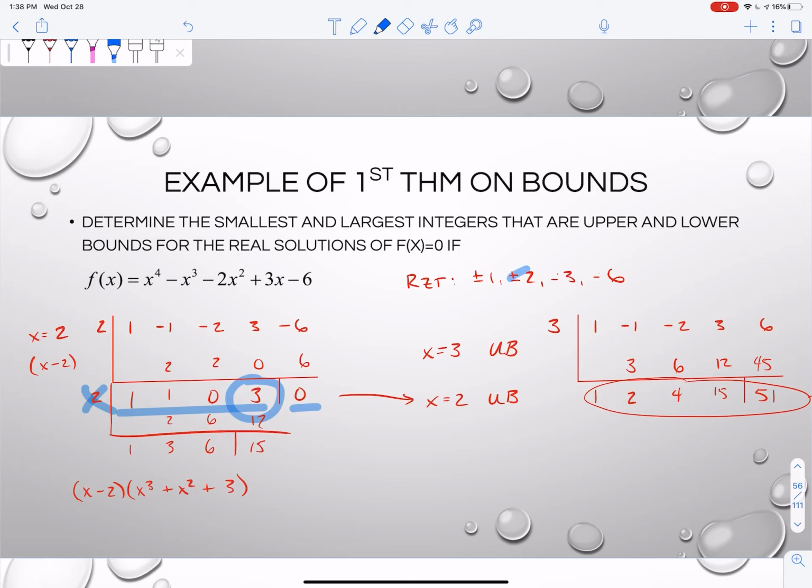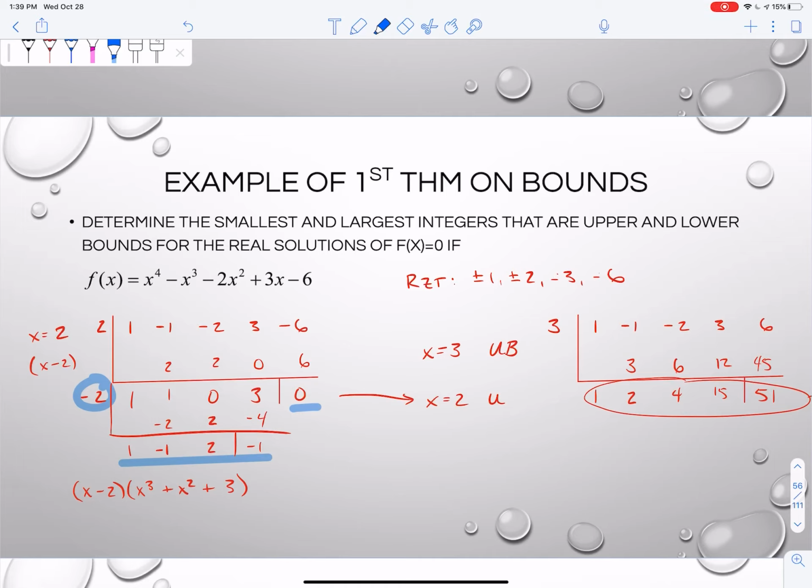However, now I had a 0 that I was testing that was negative, and I have a third row of my synthetic division process in which my terms alternate positive, negative, or it could start with a negative, it could go negative, positive, negative, positive. Actually, let me take that back. It can't, because that first leading term has to be positive for this.